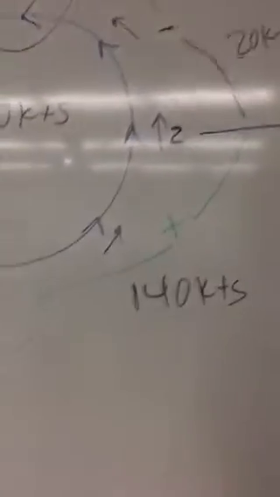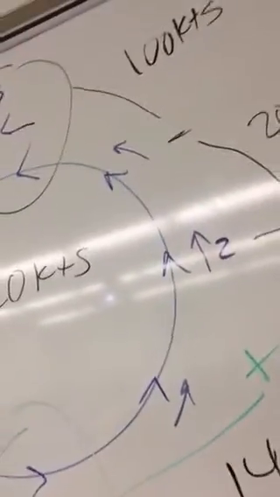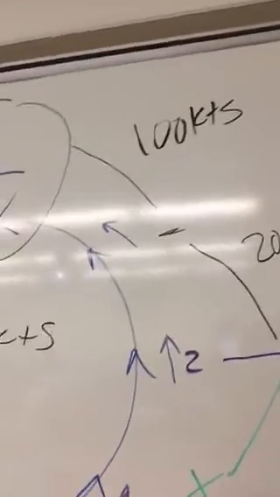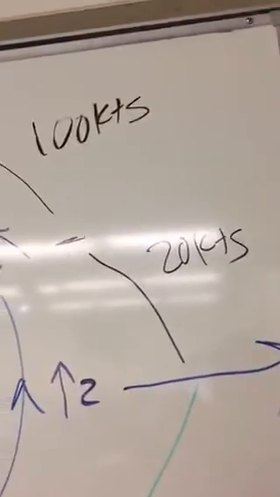So again, at the bottom, the wind is traveling in the same direction that the tornado is traveling in. That's 140 knots. At the top, the wind is traveling in the opposite direction that the storm is moving in, so there you subtract the two. That is 100 knots. All right?